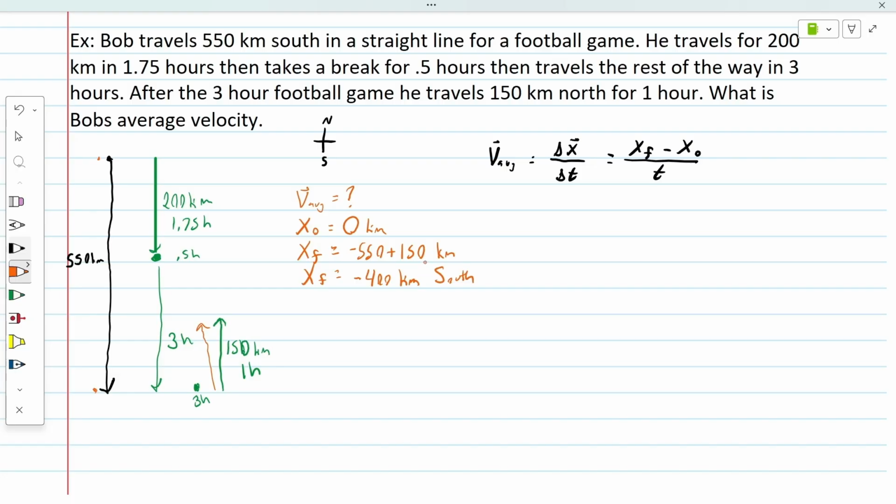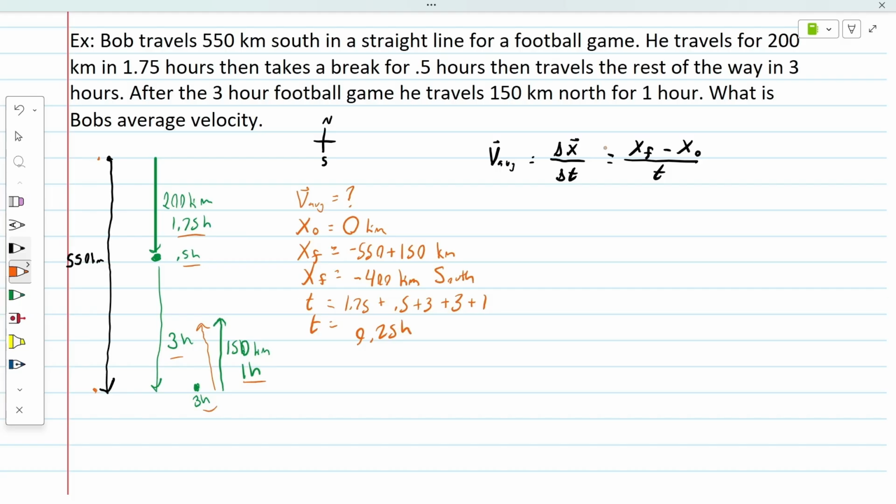All right. And then we have time, right? So over time. So how long did this trip take? So for this, we'll simply just add up each time. So we can add up the 1.75 plus 0.5 plus 3 plus 3 plus 1. And if we add this up, the time will equal 9.25 hours. And I'm really just pulling these times right here for all of these and just adding up. That's the total time of this trip.